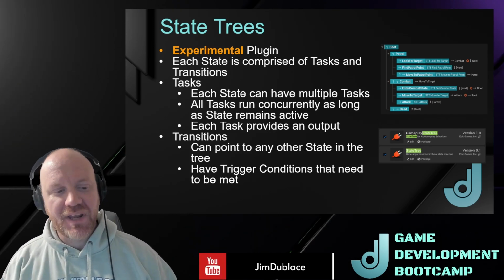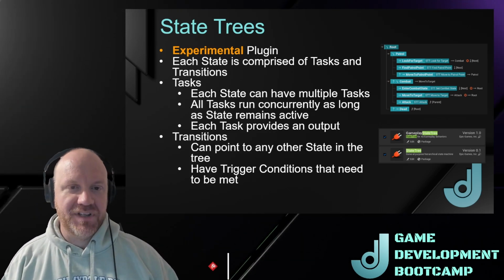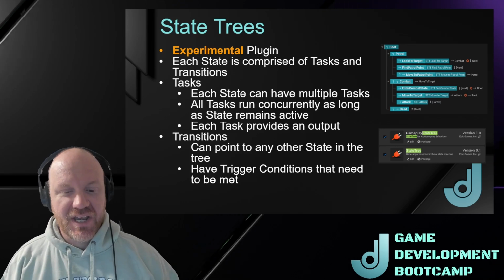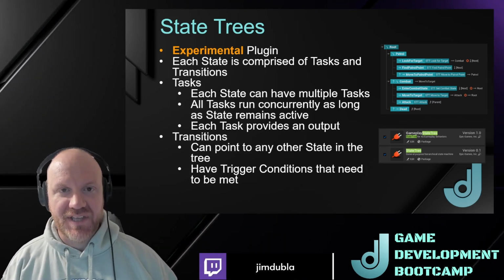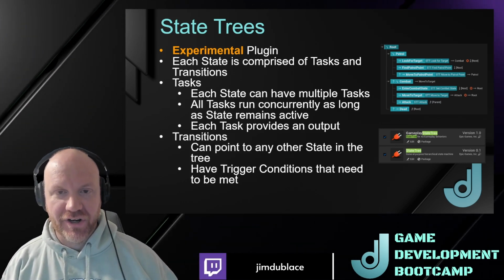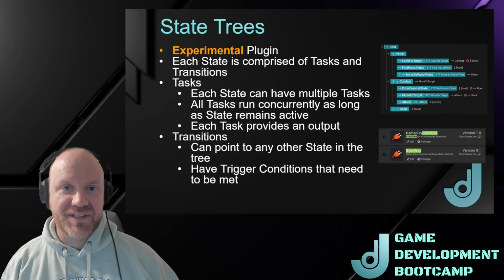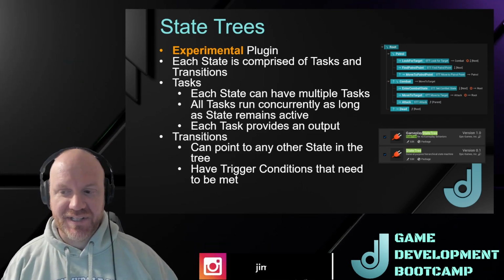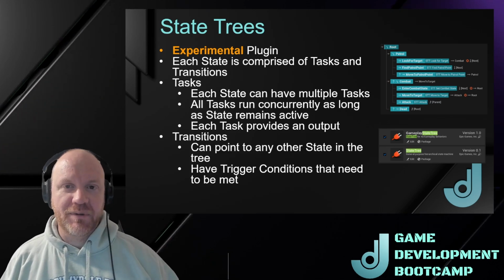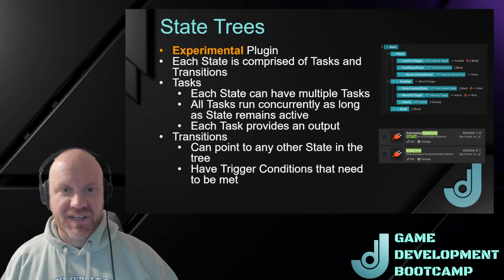Now, transitions can point to any other state in the tree, and they have trigger conditions that need to be met. So we can have a trigger condition to enter a state and a trigger condition of when we exit a state, how do we flow into the next state? So let's go a little bit more into depth on both of these things.